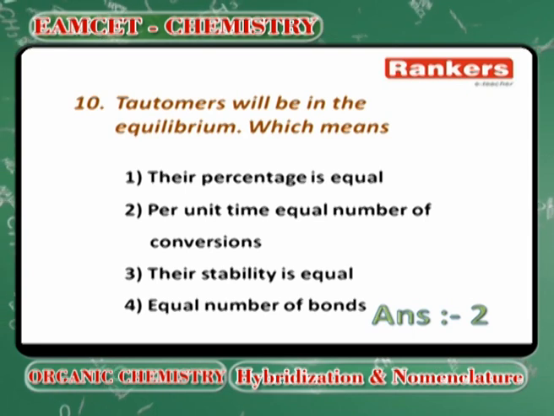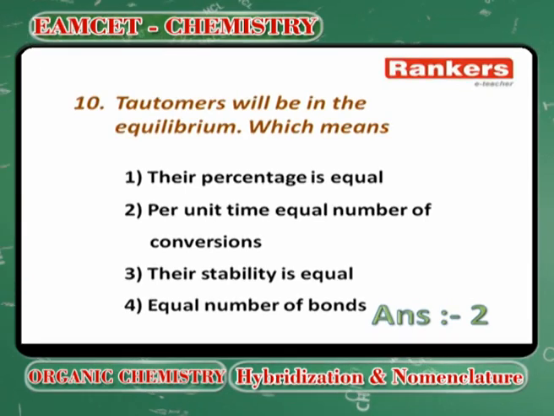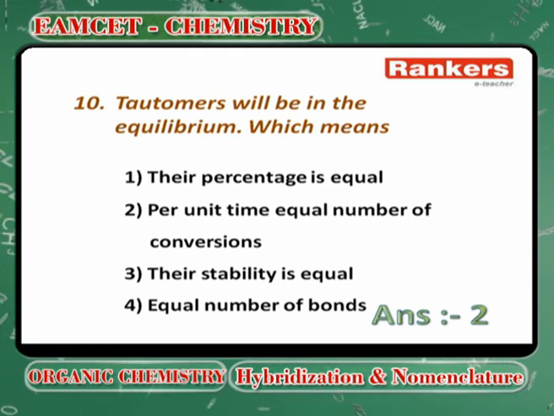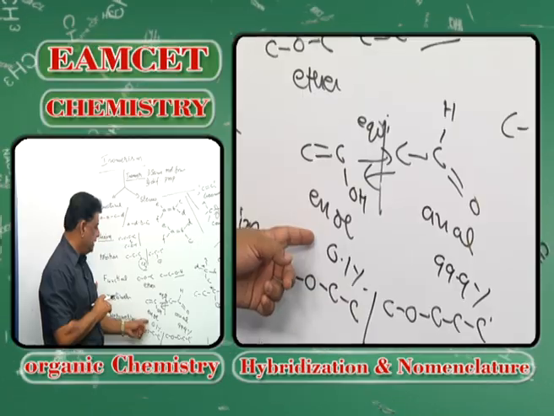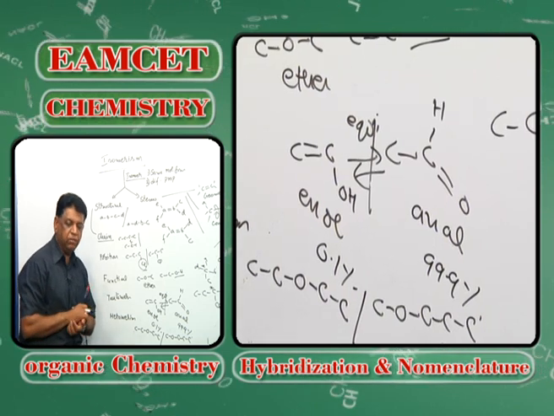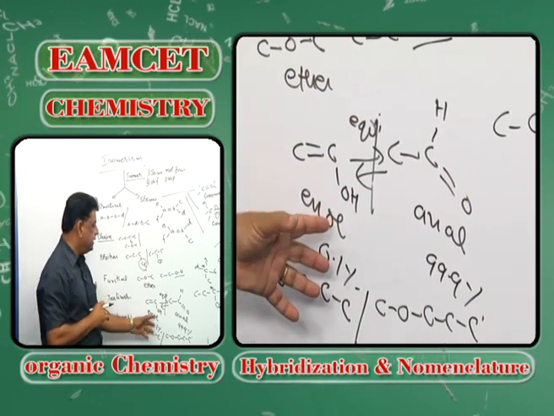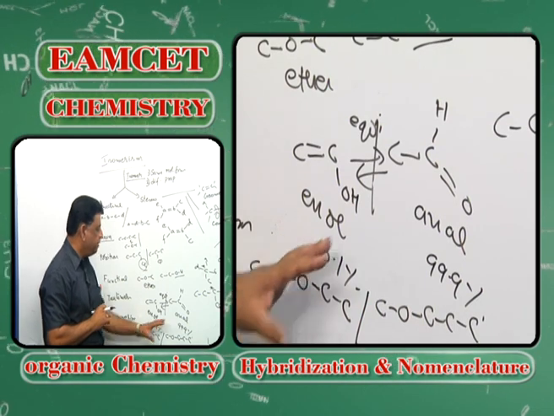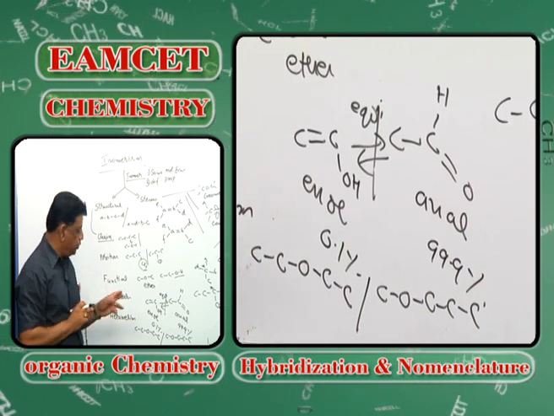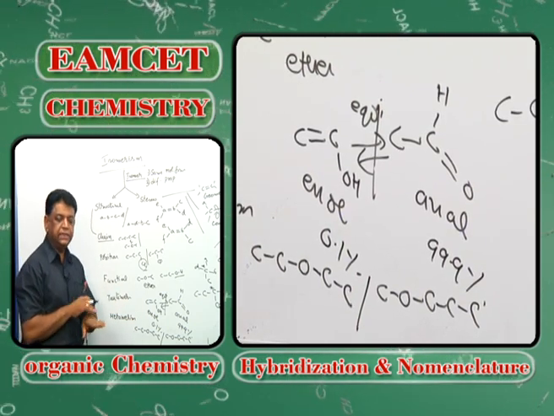Tautomers will be in equilibrium, which means their percentage is equal. That is wrong. Per unit time, an equal number of conversions, A to B and B to A, goes on. That is why whatever the percentage you take, after several hours you come and see, the percentage is the same, but they go on changing. That is why it is called dynamic equilibrium. However, by changing the temperature or the acid medium, these percentages can change, but after some time once again new percentages will come and they exist in equilibrium. Next.